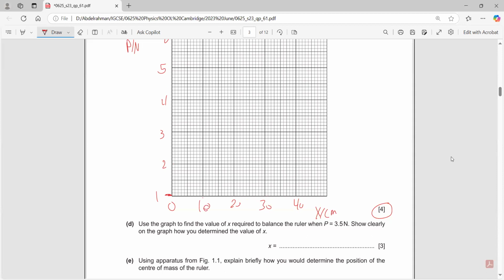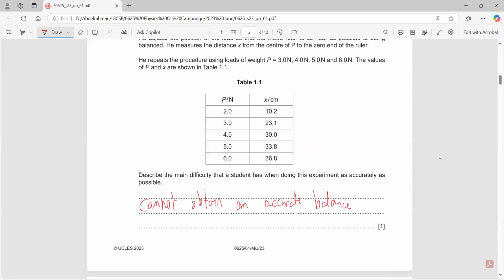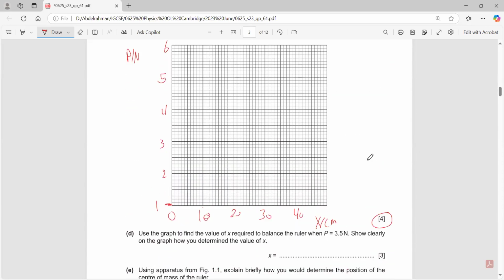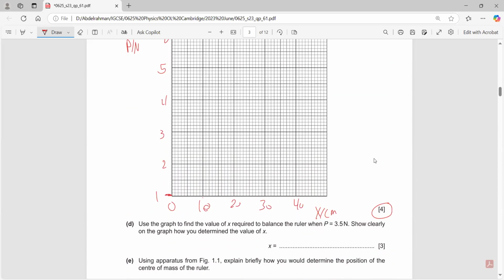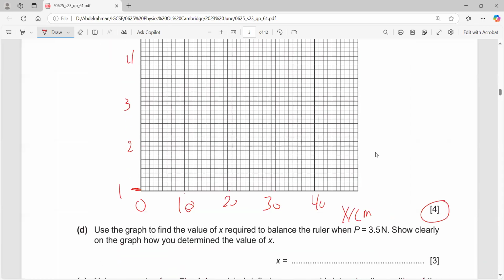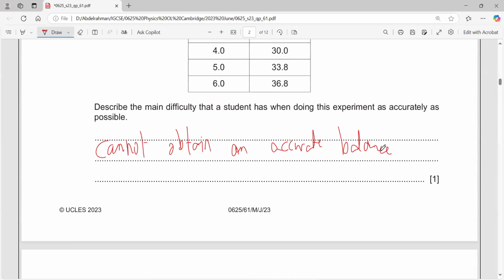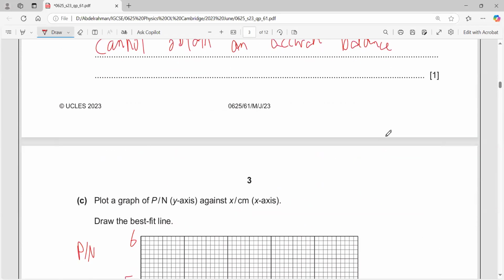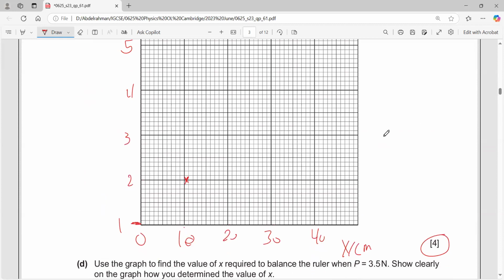Anyway, let's start plotting the graph. The first point is 2 and 10.2. So let's zoom in a bit. 10.2 would be, 10, this is 11, so it's around here, and 2. Second point is 3 and 23.1. So 23 and 3, which is here.